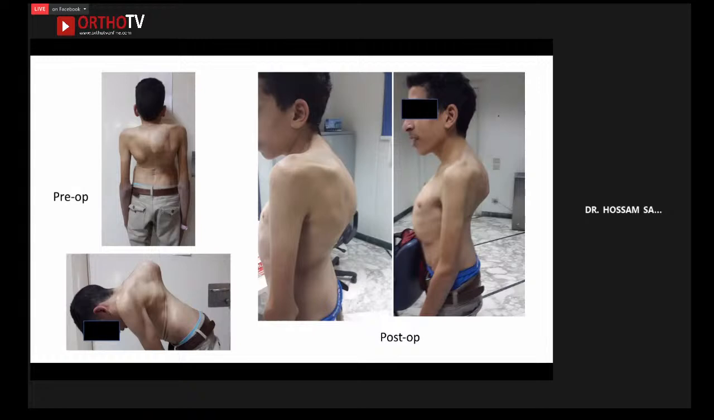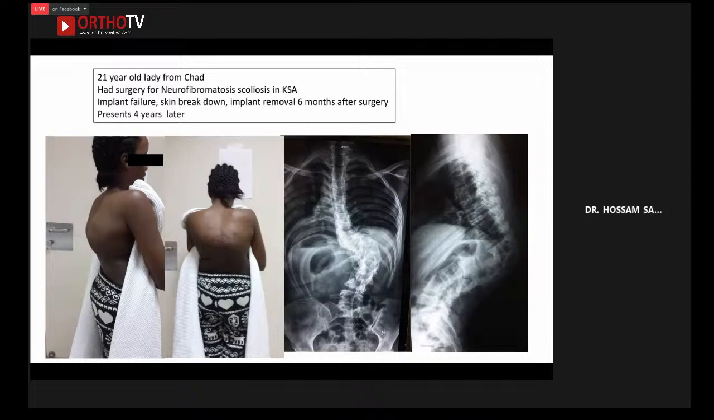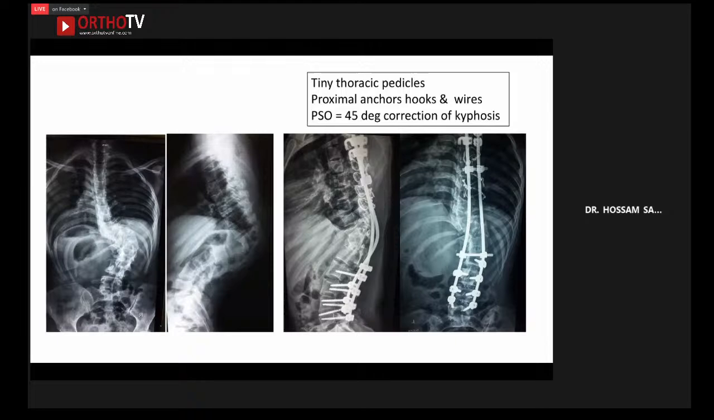This is another 21-year-old, a young lady from Chad, had the neurofibromatosis scoliosis in Saudi. A patient had implant failure, skin breakdown, implant removal, and 6 months after the index surgery, presents 4 years later with this deformity. Previous surgery, kyphotic, kyphoscoliotic, with a bad appearance. Patient was treated with PSO, which allowed 45 degrees of correction of the deformity with anchors using hooks and wires at the top and pedicle screws at the bottom with an acceptable outcome.